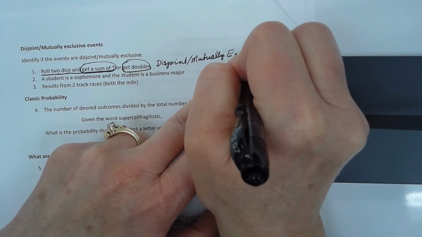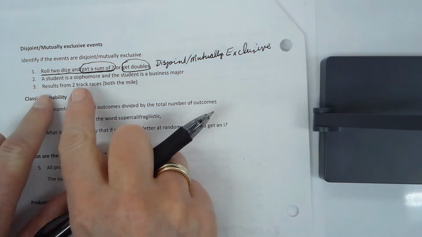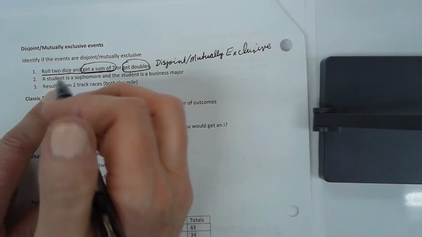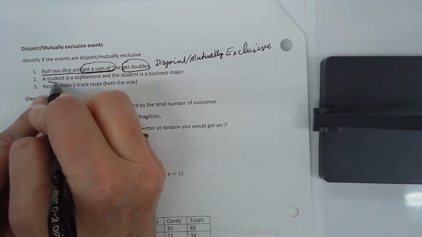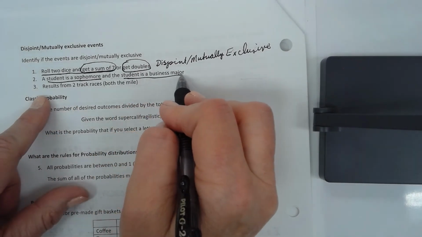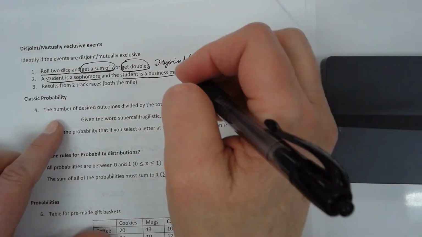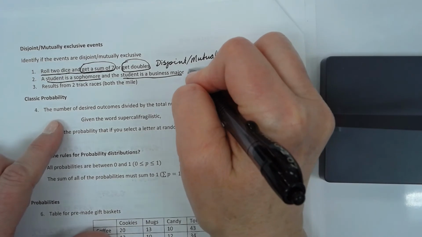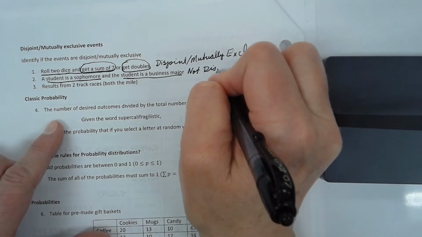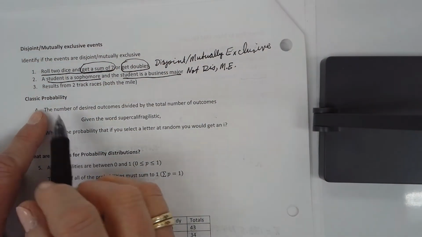Okay, what about the next one? A student is a sophomore and the student is a business major. So one of the events is the student is a sophomore. The other one is the student is a business major. Can those both happen at the same time? Yes. Okay, so this is not disjoint or mutually exclusive.